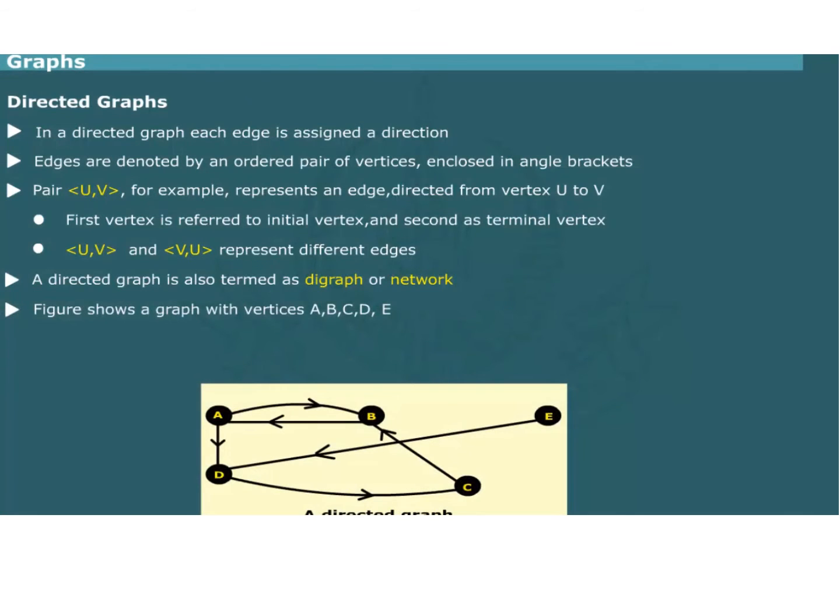Figure shows an example of a directed graph. It consists of vertices A, B, C, D and E and edges AB, BA, AD, ED, CB, DC and ED.